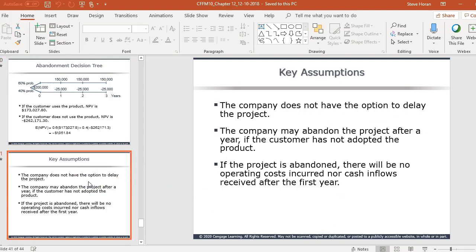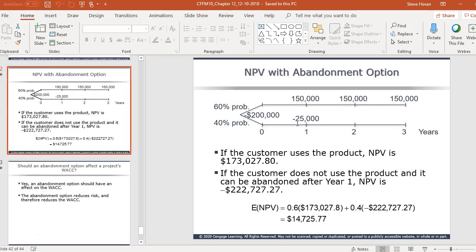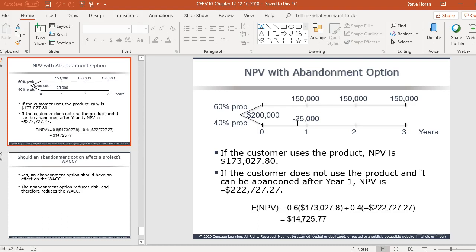Okay, so assumptions that go into that: the company does not have the option to delay the project. The company may abandon the project after a year. The company has not adopted the product. If the product is abandoned, there will be no operating cost incurred or cash inflows received after the first year. So then we can look at that and go, okay, what are our options? So option 1, the 60% is it's wildly successful, it works. Okay, we get 173. If the customer does not accept it, we cut the cord after year 1.